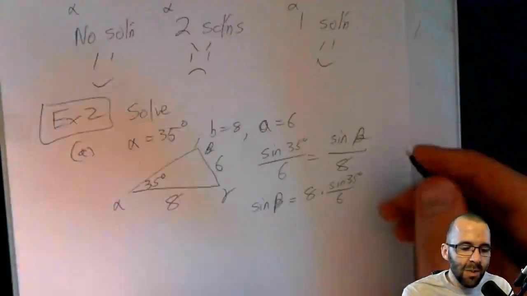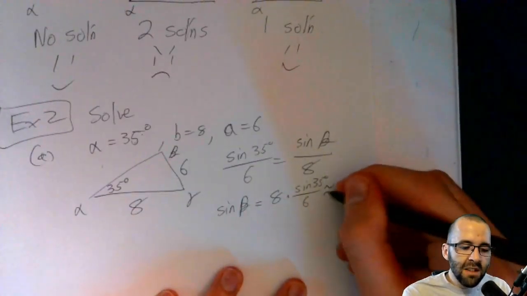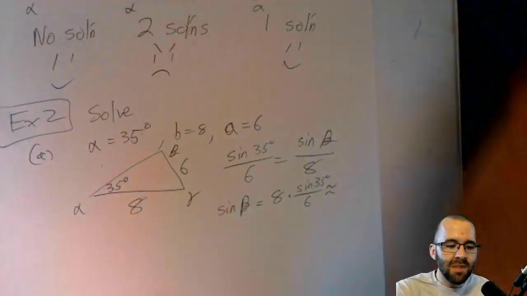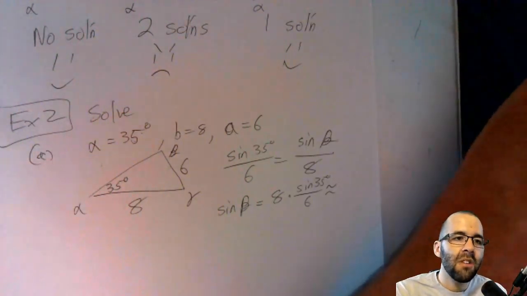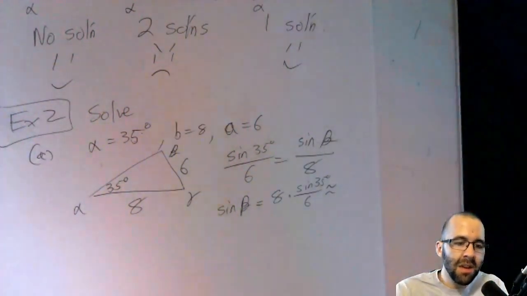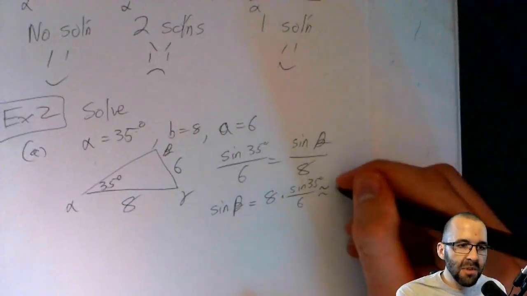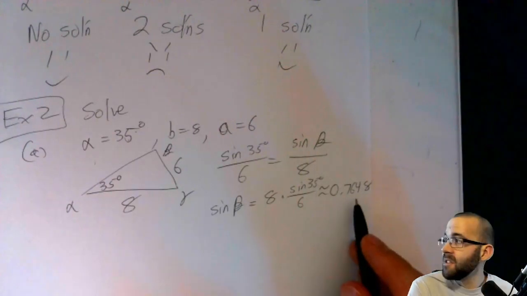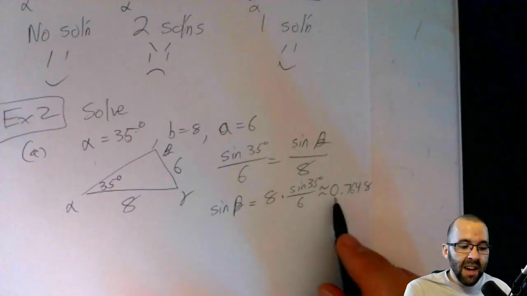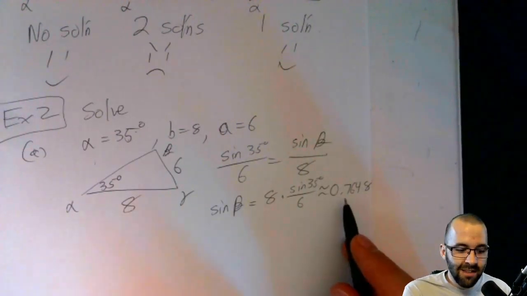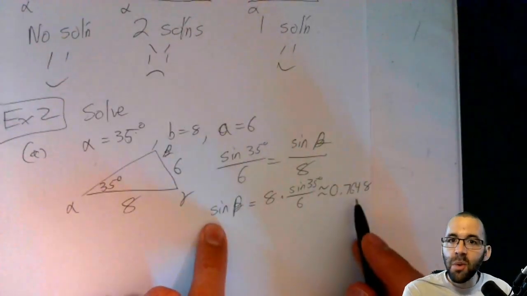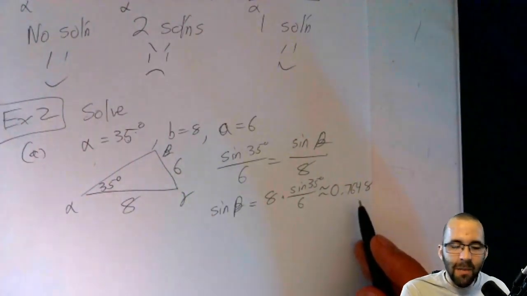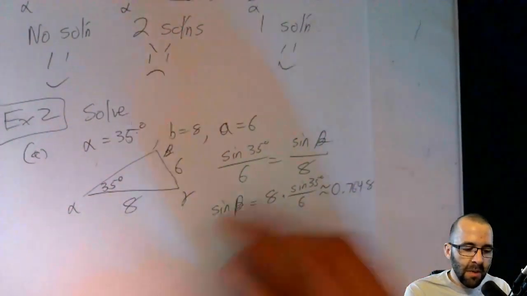So let's just see what situation we have. Let's approximate this right-hand side. Let's see what we're dealing with. 8 times the sine of 35 degrees divided by 6. What number does that look like? That number is approximately 0.7648. Okay, so we're going to at least have one solution. If this right-hand side was like 27, sine of beta is never going to equal 27, right? So we'd be in a bad place.